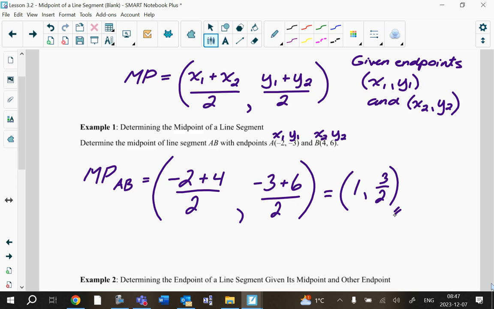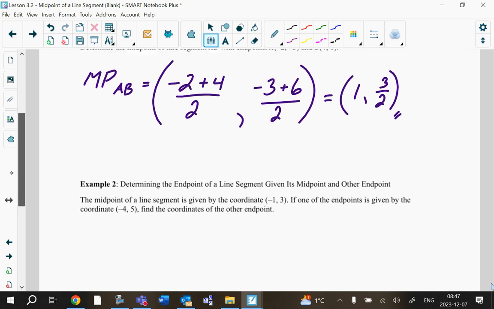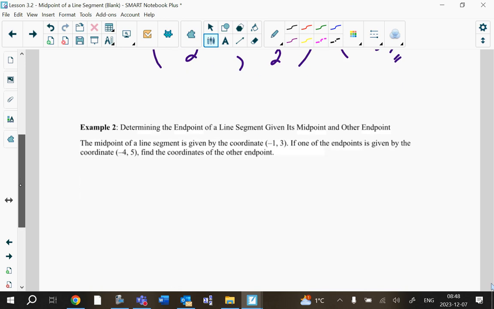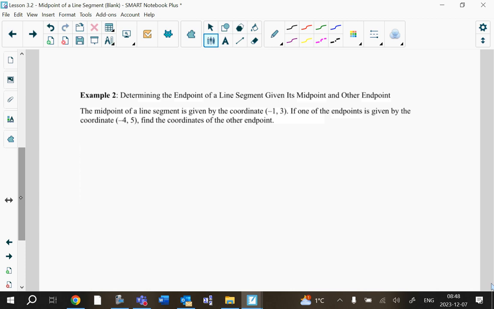One other type of question you could see, and this one, I guarantee you, is going to be on a test review exercise. It's going to be on your next test, guaranteed. How do I work backwards? What happens if I'm given the midpoint and one of the endpoints? How do I figure out the other endpoint? So here, the midpoint of a line segment is (-1, 3). If one of the endpoints is (-4, 5), what's the other endpoint?